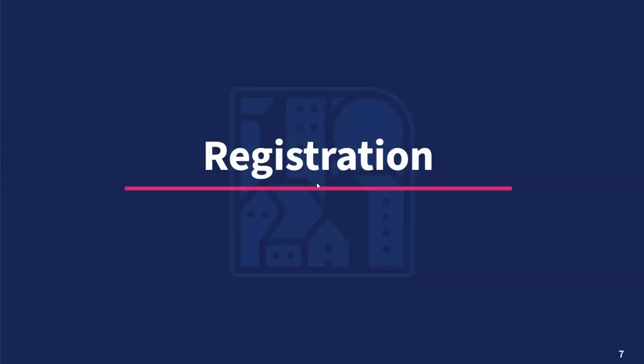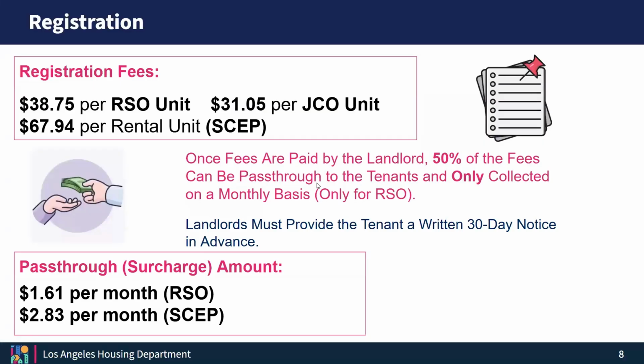Registration. Registration fees: $38.75 per RSO unit, $31.05 per Just Cause Ordinance unit, $67.94 SCEP fees per rental unit.